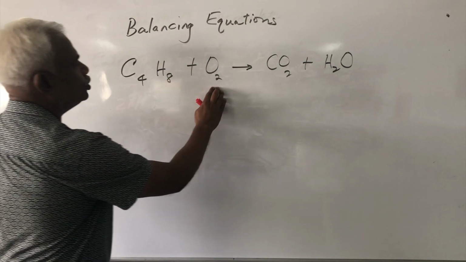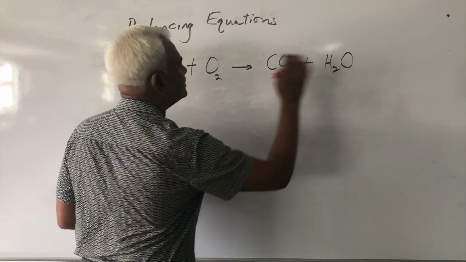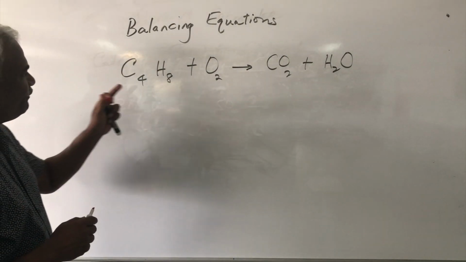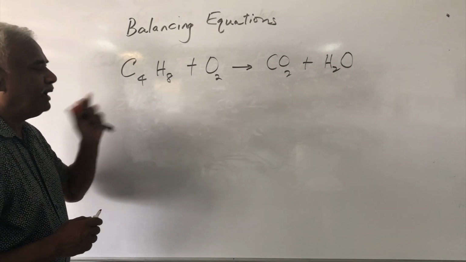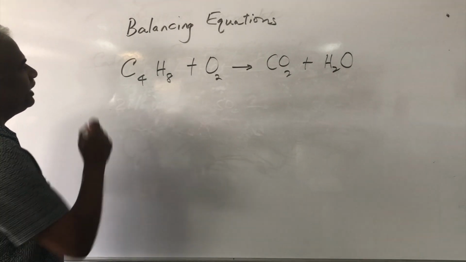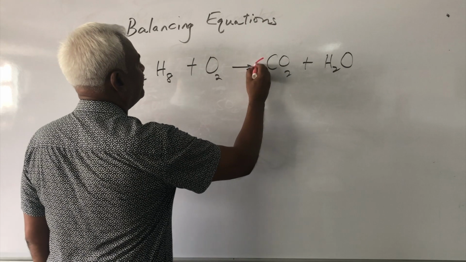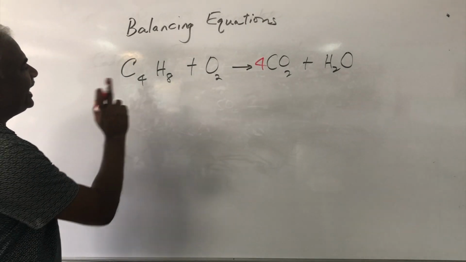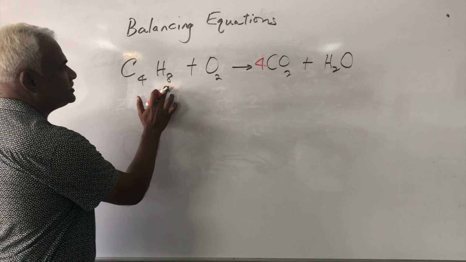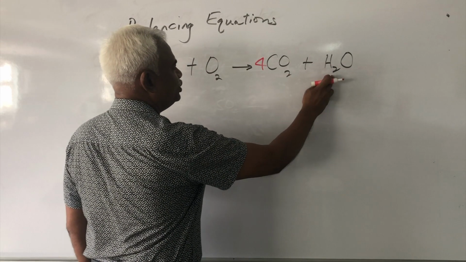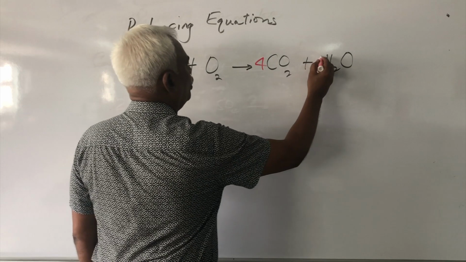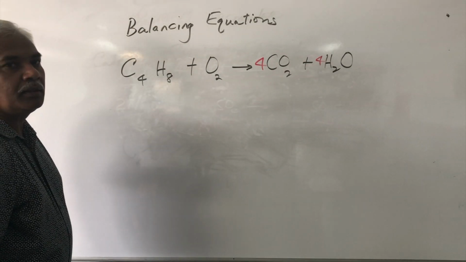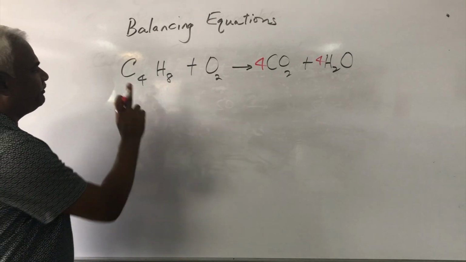C4H8 plus O2 forming CO2 plus H2O. Alright? Now I have 4 carbons. I have 4 carbons. Now let's see. If I have 4 carbons here, let me try 4 here. Okay? Alright, I have 8 hydrogens. How many hydrogens do I have here? I have 2. If I put 4 here, I will now have how many? I will have 8.